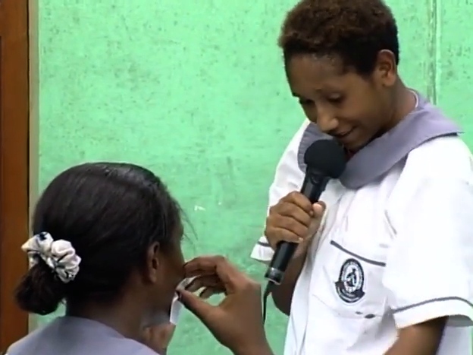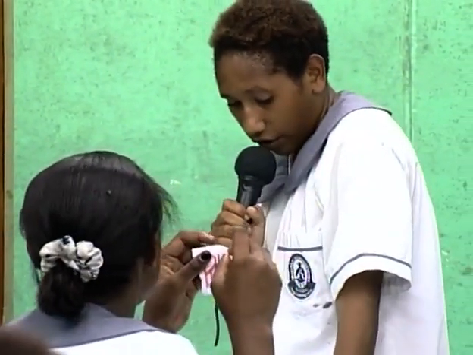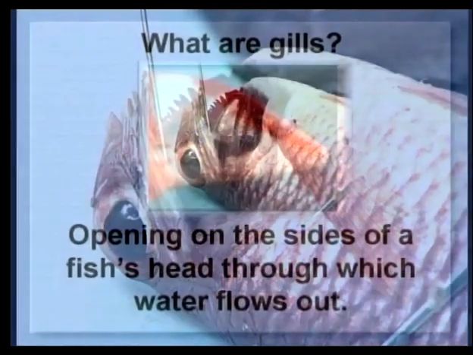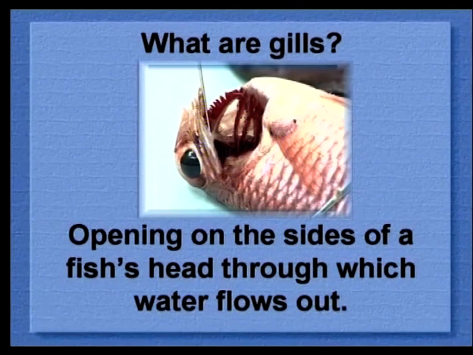The opening on the side of a fish. I've just shown you that little red fish and shown you where the gills are. So that's what gills are. We will learn more of gills as we go along. Now, what are gills? Gills are openings on the sides of a fish head through which water flows out. Quickly have that copied into your workbooks.